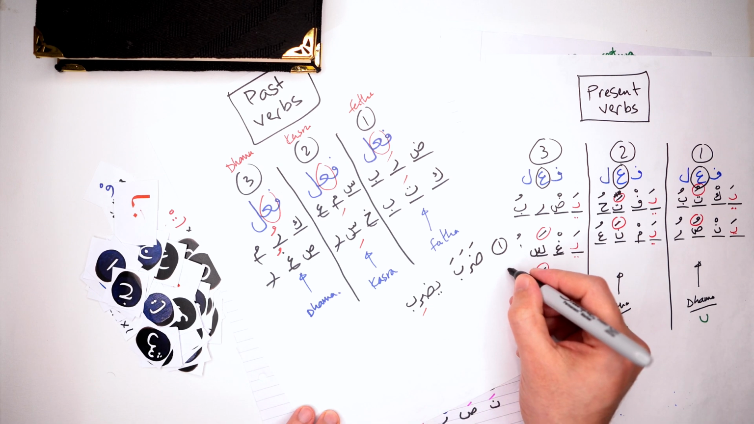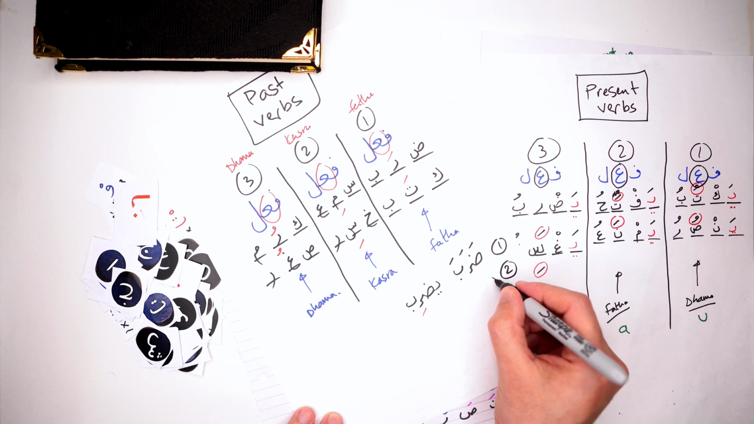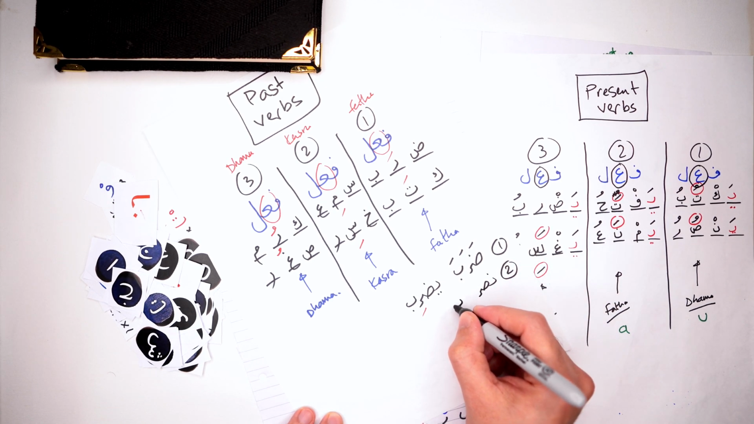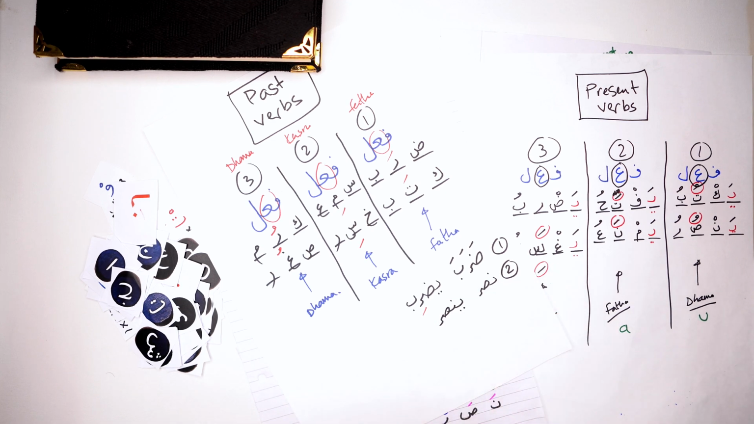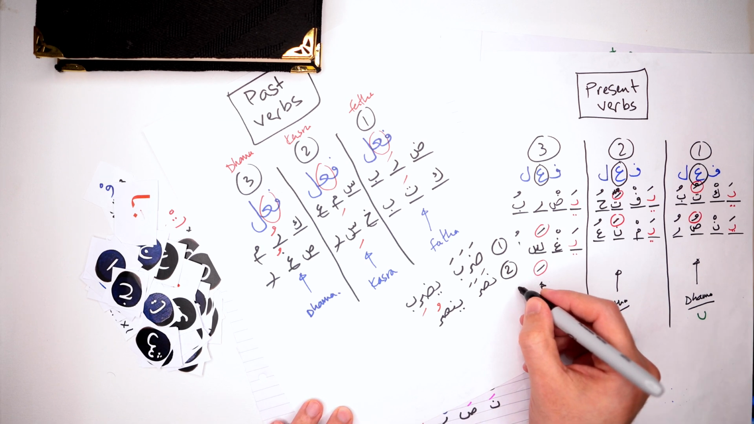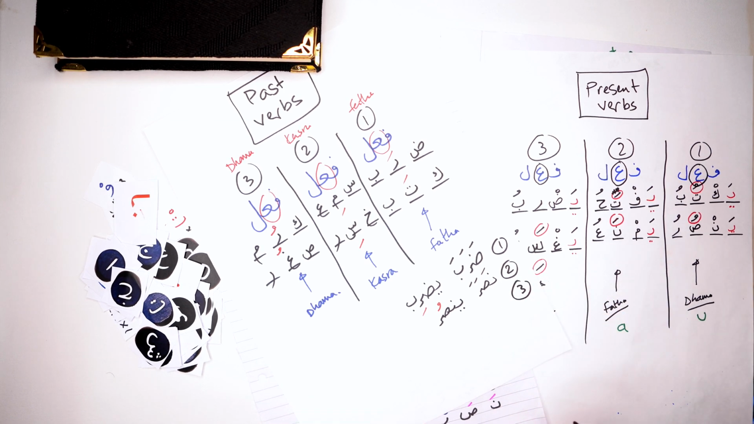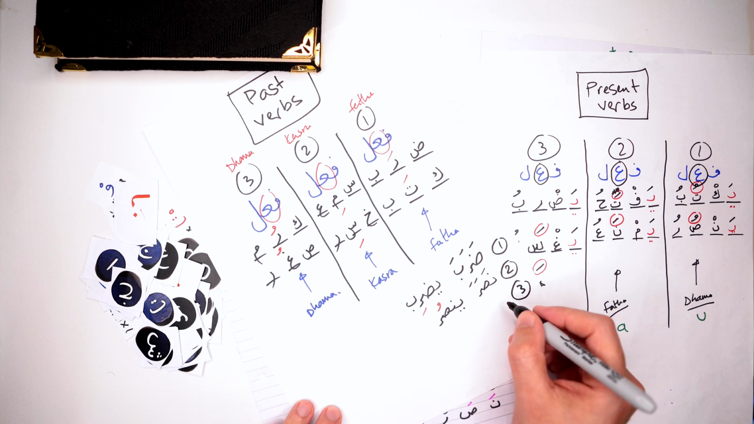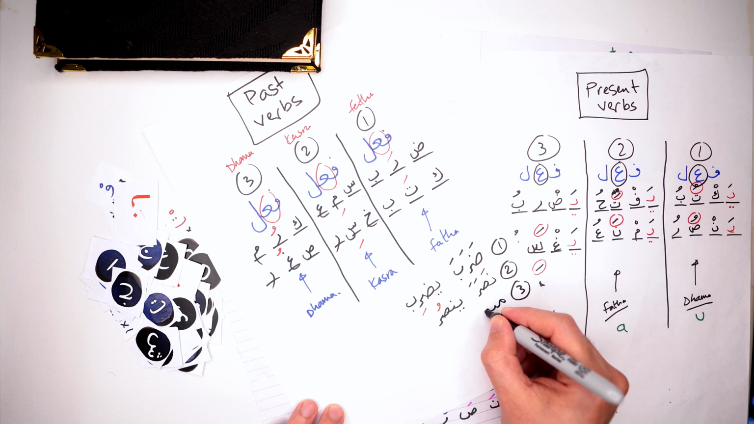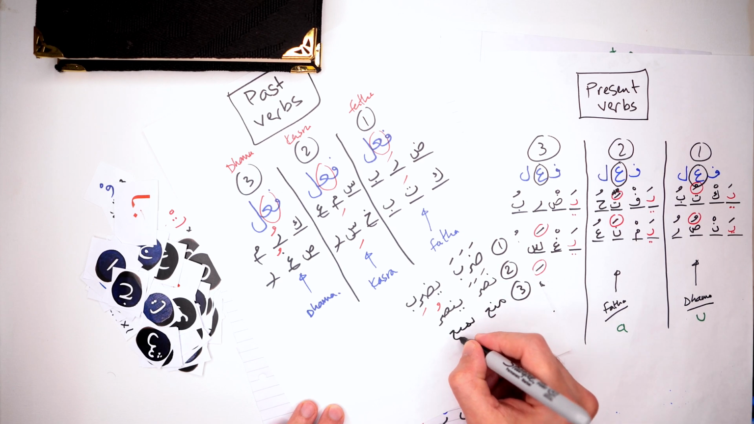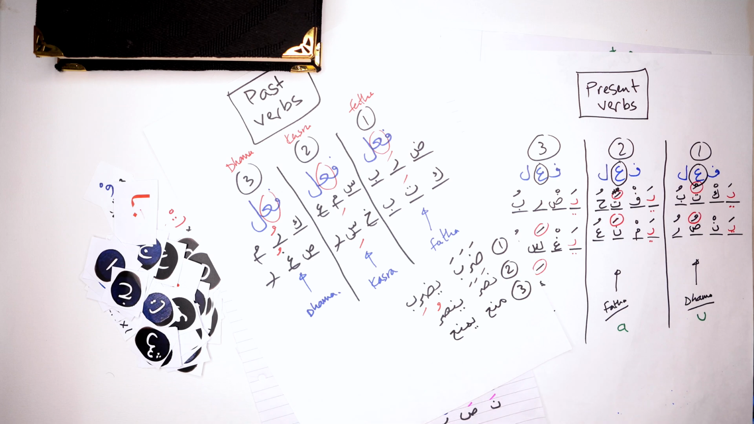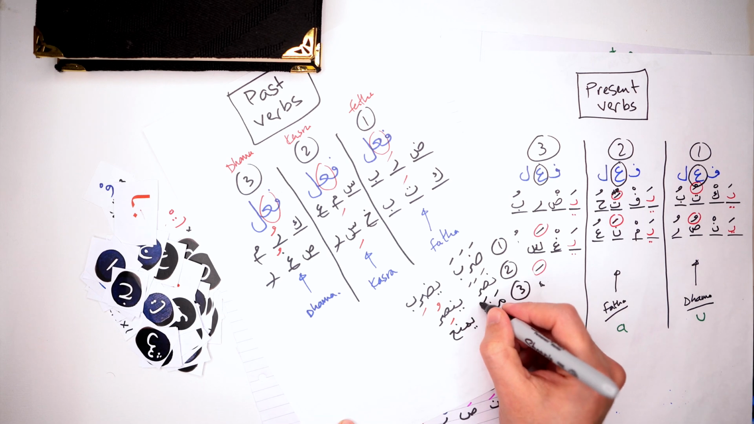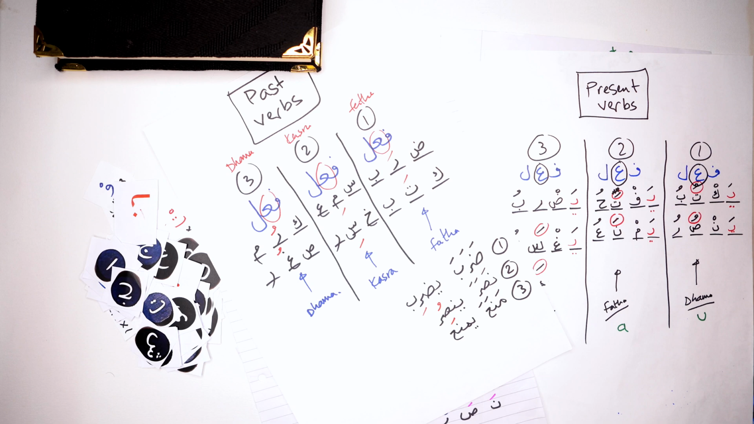And this one, number two, nasara yansuru. Another one, number three, we have mana'a yamna'u. Fatha there. This one's got fatha, fatha, fatha. So all these three are fatha ones. Alright, so you've got three fatha ones.